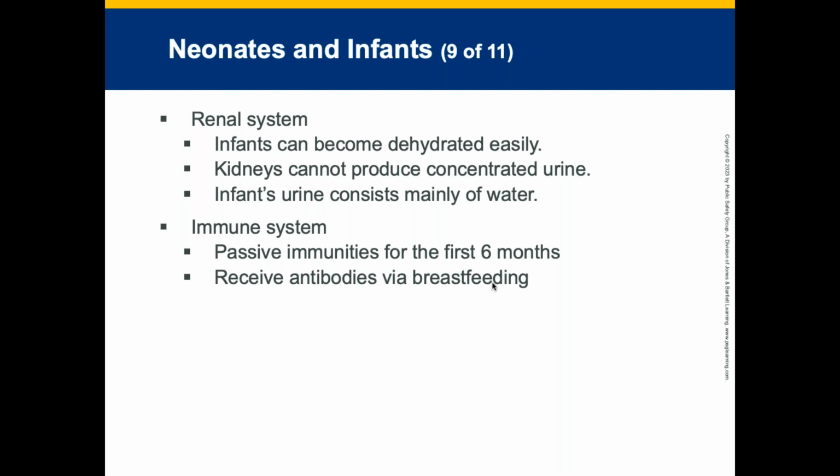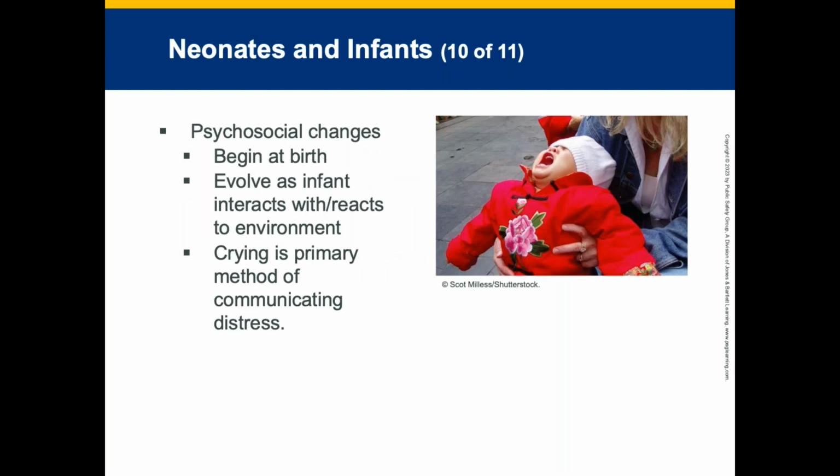As far as the immune system goes, for the first six months of life, the immune system maintains some of the mother's immunities. So the infant has natural acquired and some passive immunities. Infants can also receive antibodies through breastfeeding. Some of the psychosocial changes begin at birth and evolve as the infant interacts with and reacts to the environment. Rapid changes occur within the first year of life. Also, crying is the primary method of communicating distress for most infants.